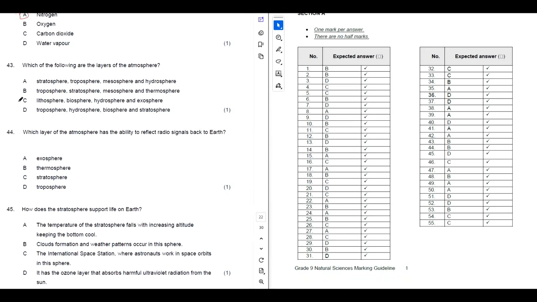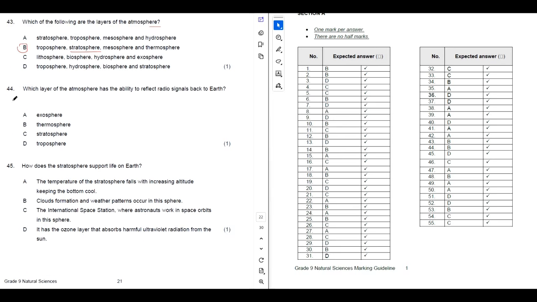And then next, we will move to question 43, which says, which of the following are the layers of the atmosphere? Okay. And if we check, we can see that the layers of the atmosphere are troposphere, stratosphere, and mesosphere, together with thermosphere. So our correct answer will be B.